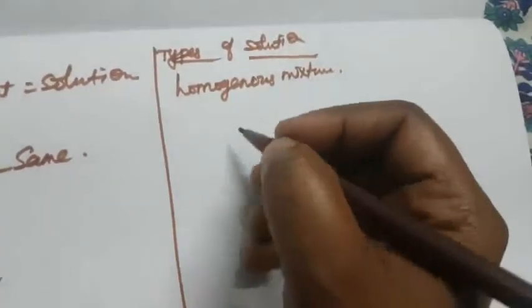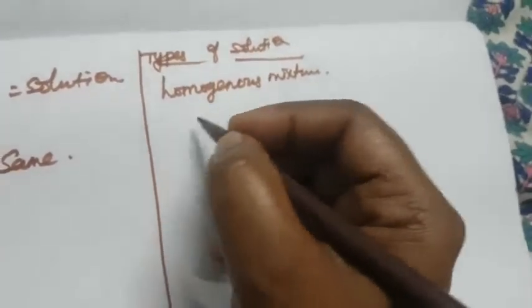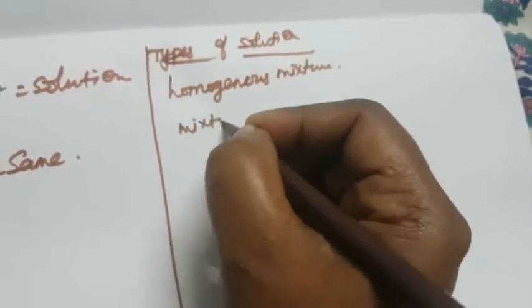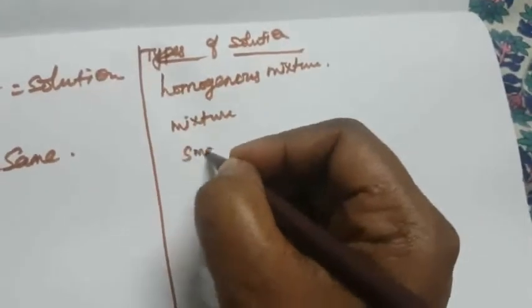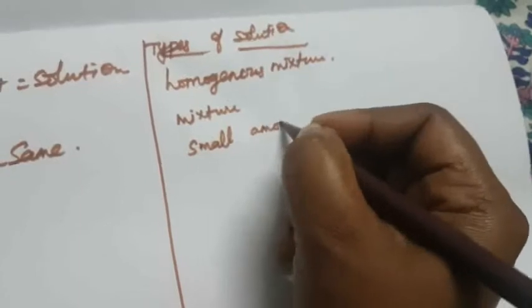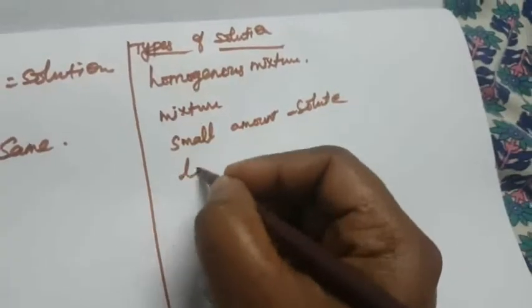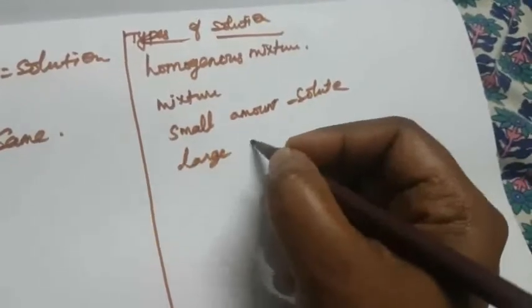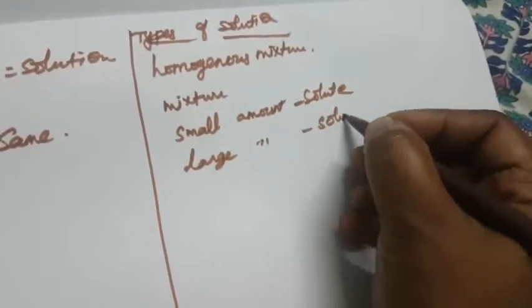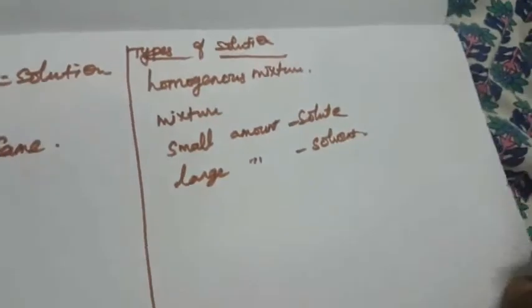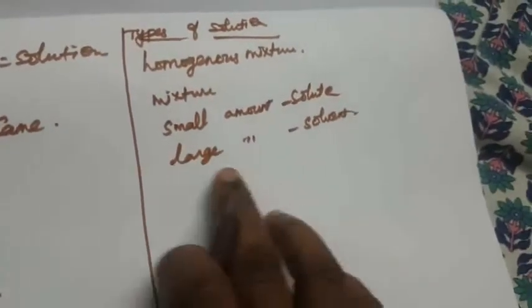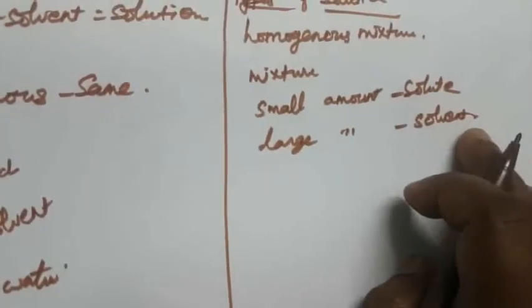The small part in a mixture is called the solute. The large amount present in a homogeneous mixture is called the solvent. We are already studying homogeneous mixtures: the large amount present in that mixture is called the solvent, and the small amount is called the solute.